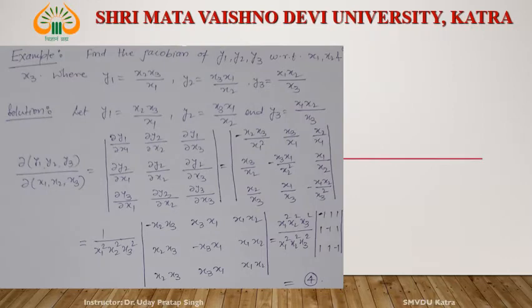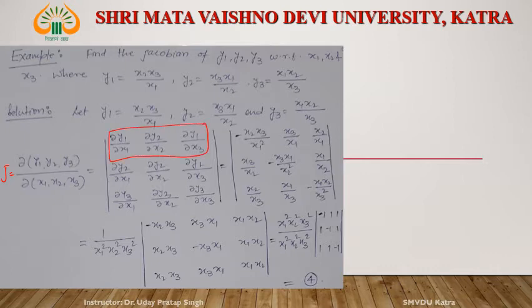Find the Jacobian of y1, y2, y3 with respect to x1, x2, x3, where y1 is given by x2 x3 by x1, y2 is given by x3 x1 by x2, and y3 is given by x1 x2 by x3. Then the Jacobian J is given by ∂(y1, y2, y3) over ∂(x1, x2, x3), and this is equal to the determinant with entries ∂y1/∂x1, ∂y1/∂x2, ∂y1/∂x3 in the first row.